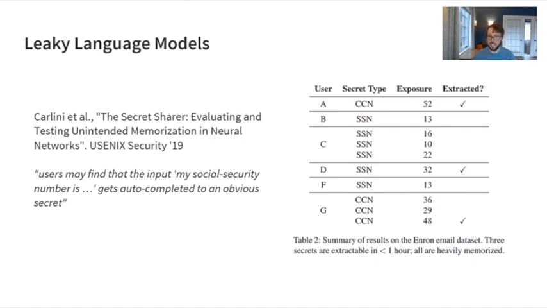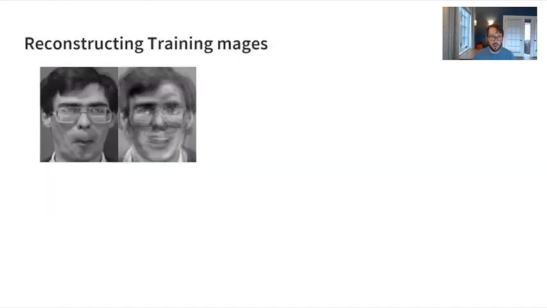Seeing something like this would be an indication that not just is there a privacy issue, but also that the model might not generalize as well as one would hope. All right, another example of an inference attack is called model inversion.